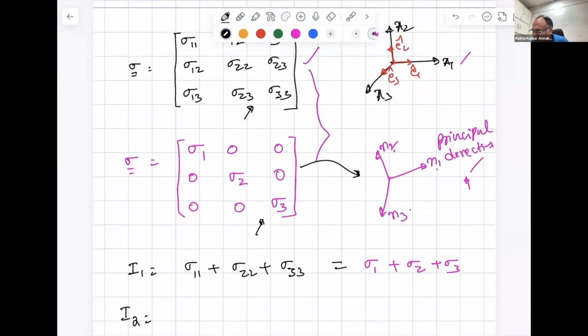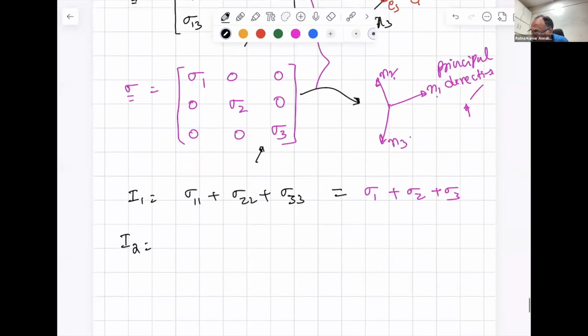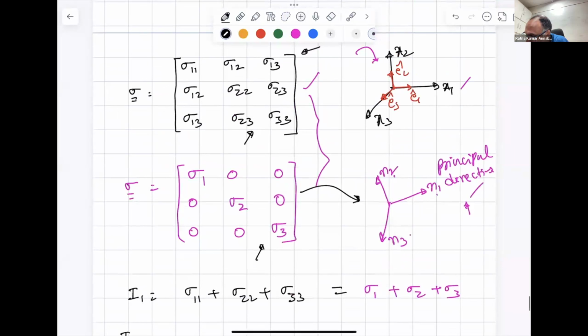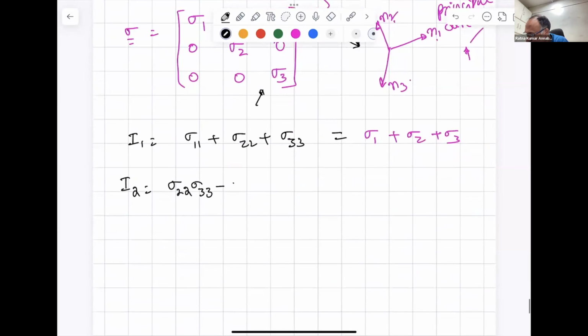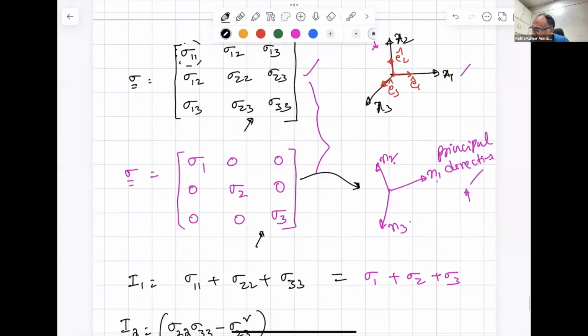Sum of the principal minors. What is the first principal minor? Sigma 11 into sigma 22... sigma 22 into sigma 33, minus sigma 23. See, first principal minor means you take this element, and that row and that column you remove. The remaining matrix's determinant is the first minor. So the first minor will be sigma 22 sigma 33 minus sigma 23 square. That is the first minor. Do you see that?